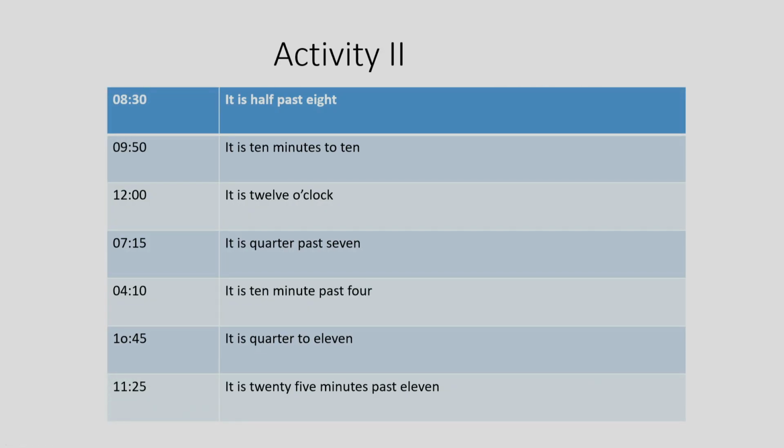We have more also. See, it's 08:30. It is written as half past 8. How can we spell it? Half past 8. One more time. Half past 8. H-A-L-F, half, P-A-S-T, past, E-I-G-H-T, 8.